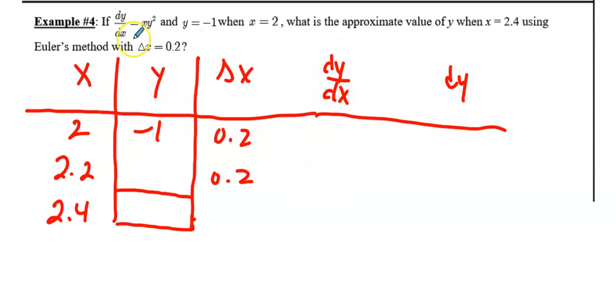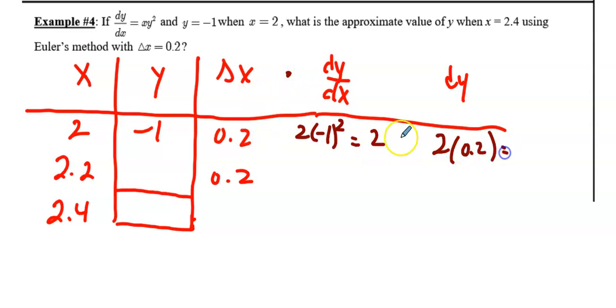So dy/dx is going to be x, which is 2, times -1 squared. So that's going to end up being 2. And then dy is going to be the product of these two numbers, so it's going to be 2 times 0.2. You don't have to write out these numbers; we're just looking for the actual answers. So you can just write 2 in this box, and you can write 0.4 here. I'm not wasting time drawing lines everywhere. I'm just doing the answer the way I normally do it.